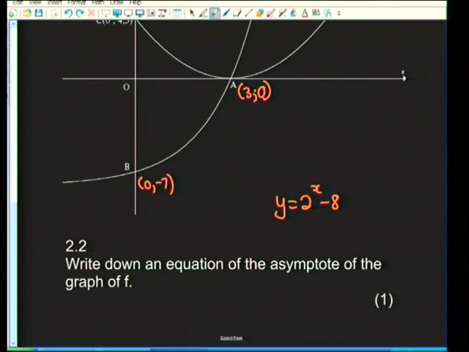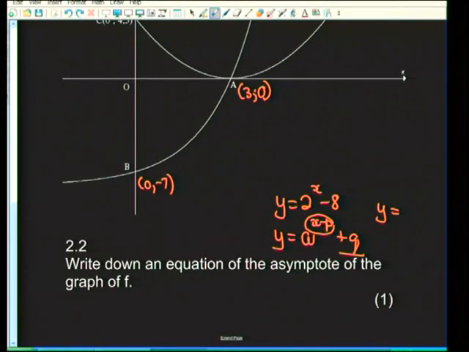Now, what you're going to remember is the format of this is y equals a to the x minus p plus q. Now the good news is here you won't ever have a vertical asymptote on an exponential, but you will have a horizontal, and there it is.